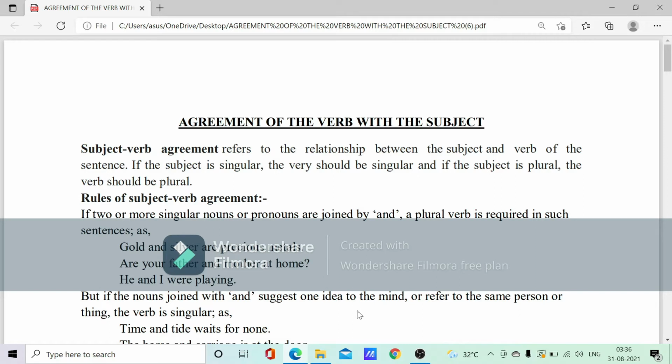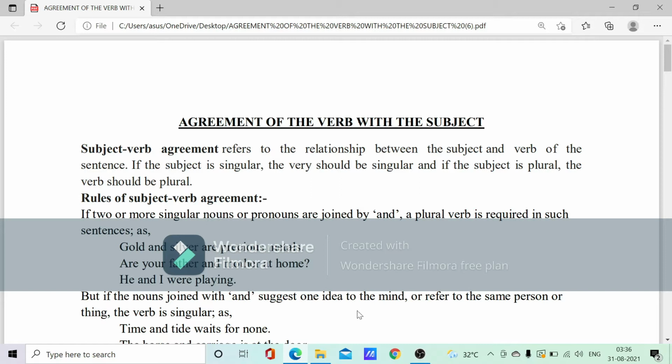And how do you come to know which particular subject is singular or which particular subject is plural? Sometimes you would find lots of problems in finding out about the plurality or singularity of the subjects. And for this, we need to know about some of the rules which would help us a lot in understanding this plurality or singularity of the subjects. So let us have a look at the rules which are very much important. So rule number one is here.